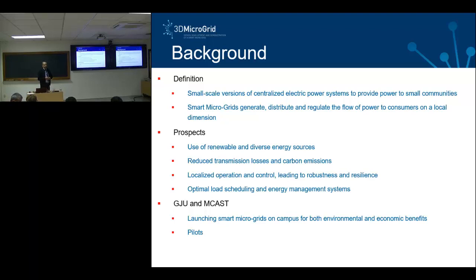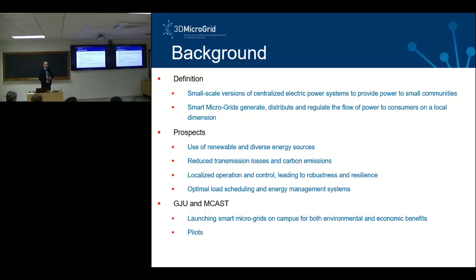And in fact, it enhances localized generation and control, leading to robustness and resilience. So you don't depend much on the grid if there are problems and issues, but you very much depend on your local generation resources. And this creates more resilience in the use of power and energy resources. We're trying to put more effort on the optimization, local scheduling of generation resources, as well as the management of energy resources in the local context.